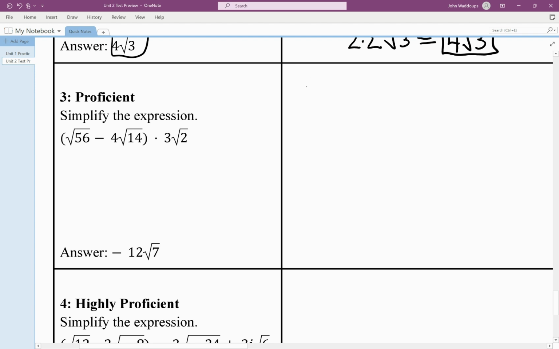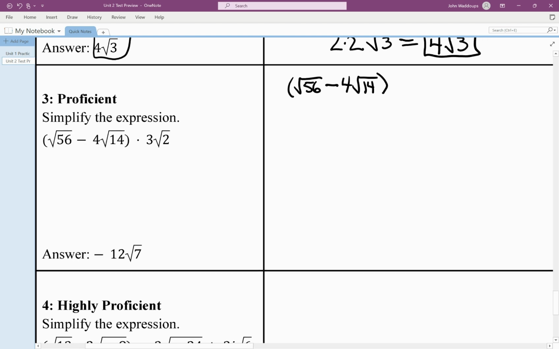But with radicals, I'm going to say, look, we've got the square root of 56 minus 4 times the square root of 14. And I'm going to ask myself, can I simplify those two? If I can, maybe they can be like radicals, and if they can, then I can combine them into a single term. Otherwise, they're going to stay separate. So I want to simplify that square root of 56 if I can. And then I'm going to multiply it times 3 times the square root of 2.